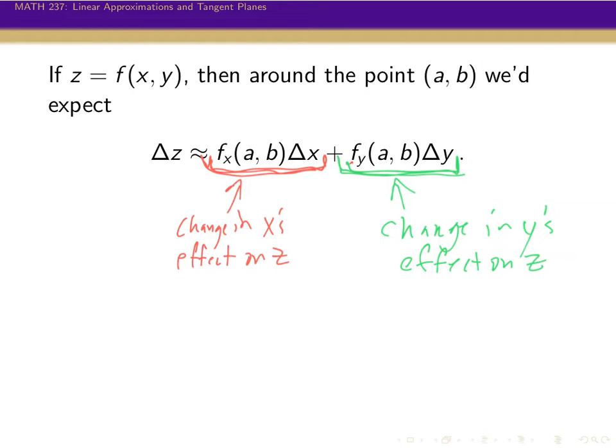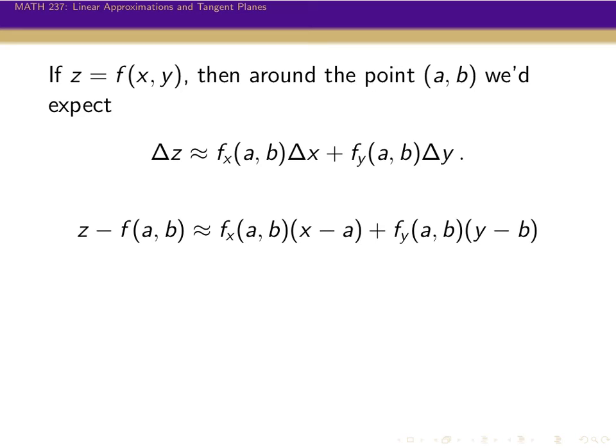Right? So to get the total effect on z, the total change in z, we just add those together. Okay, now if we replace delta z, well, what is delta z? Really, it's the difference between our new z value and the original one, which is f of ab. Delta x, well, to figure out delta x, we're figuring out how far x has changed from a. So delta x is always x minus a.